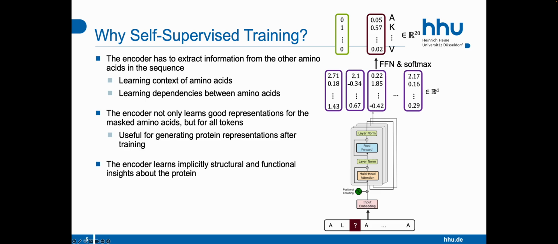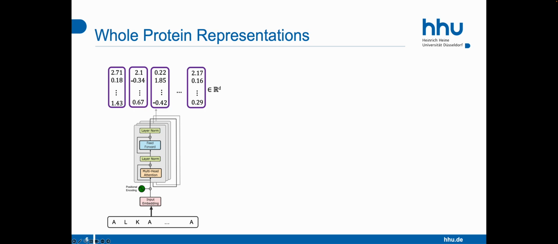In the next video, we will see that by learning to predict masked amino acids within a sequence, the model also implicitly learns about the structural and functional properties of proteins. When we want to develop a model to predict the property of a protein, we can use the protein encoder that was trained for the masked token prediction task.